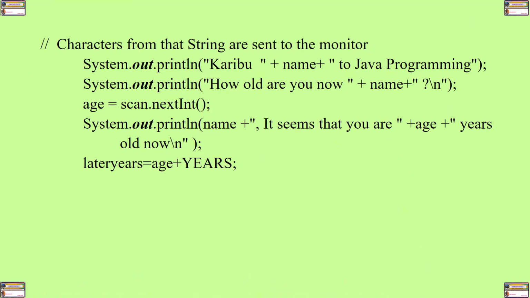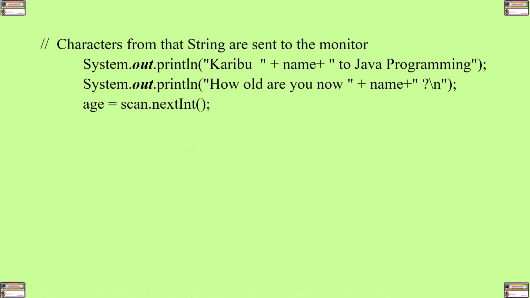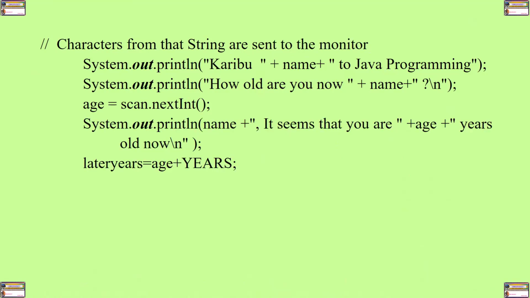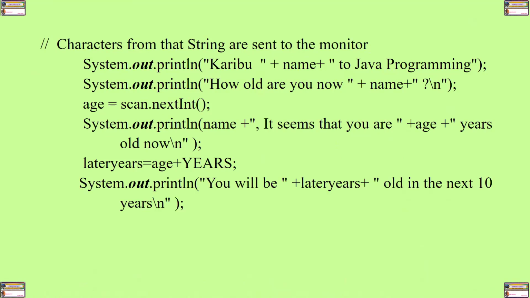From there, this statement is adding the values, some years, to what has been entered as age. So if the user has been prompted to enter his or her age and he or she types 10, then at the end of the day, the value which is stored in the memory location called years will be picked. That value will be picked, be added to what is in age, and the total will be assigned to the memory location called later years.